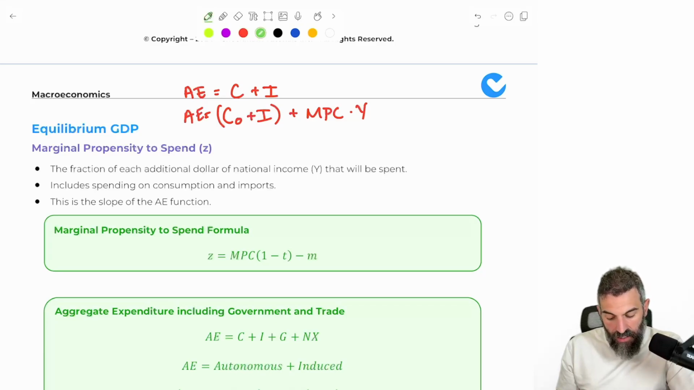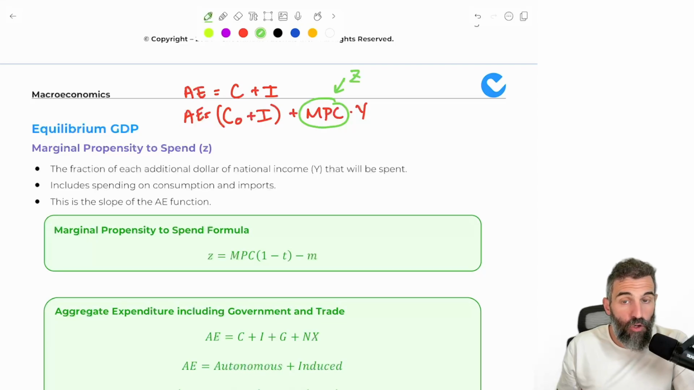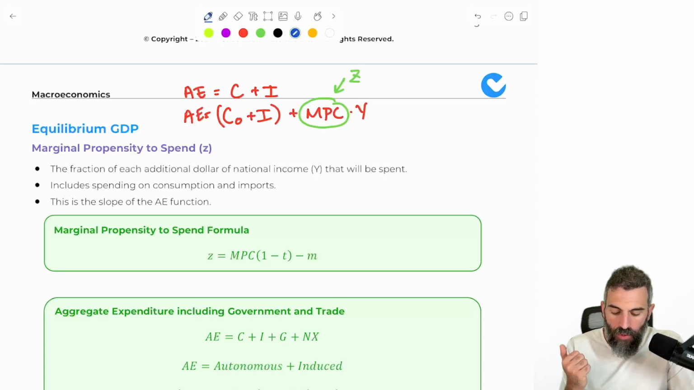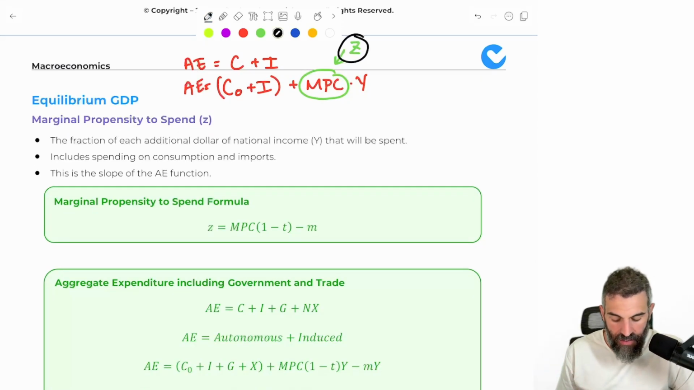So we had said that the marginal propensity to spend, the slope of the AE function, was just your MPC. But now, because you have other induced expenditures like imports, and because we have taxes as well, we're going to expand this. And the slope, basically the marginal propensity to spend, will expand and become this. So let me explain all the different parts here.